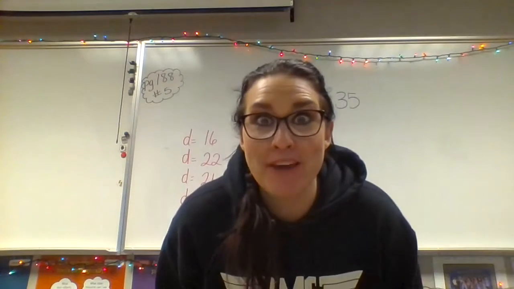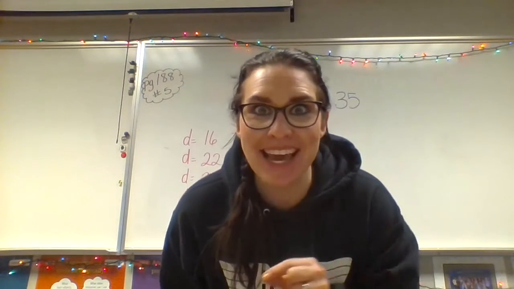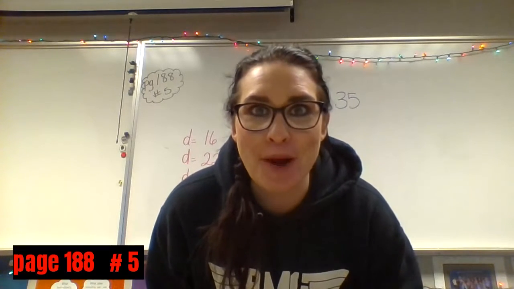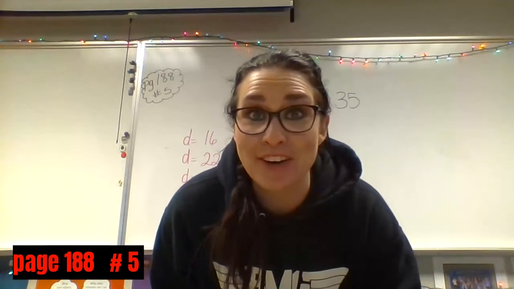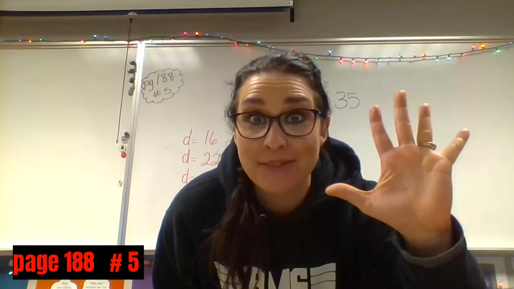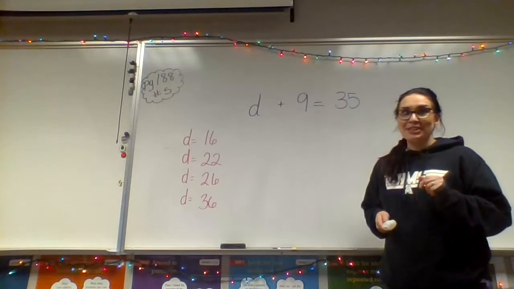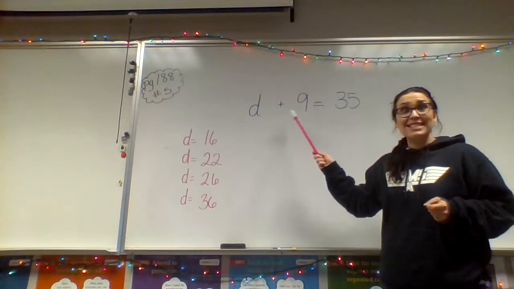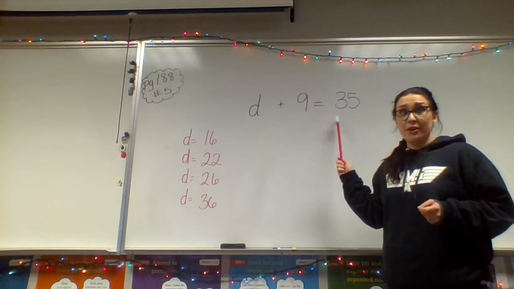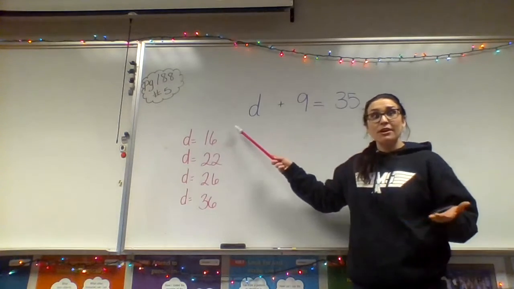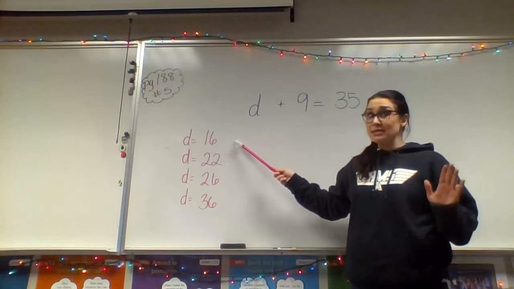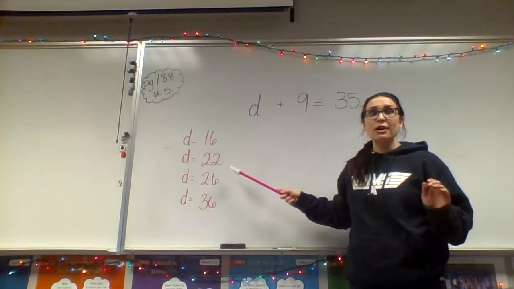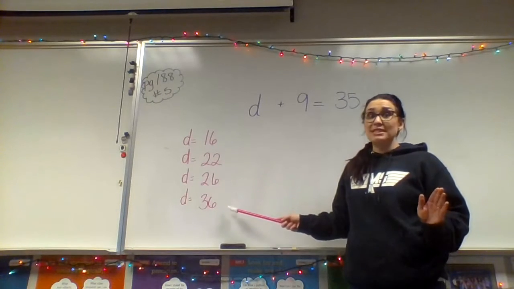All right, my friends, so now it's time to get into that Envision book and start having a whole bunch of fun. So the first problem that we're going to look at together is on page 188, and it's number 5. So number 5, very similar to that example that we just looked at. We have d plus 9 equals 35. And then over here, our book gives us 4 different possible solutions. D equals 16, D equals 22, D equals 26, or D equals 36.